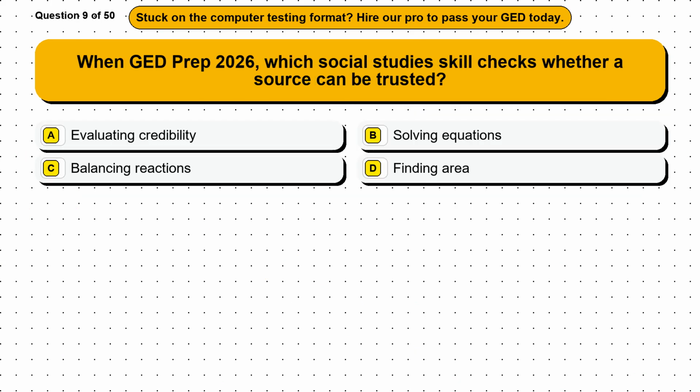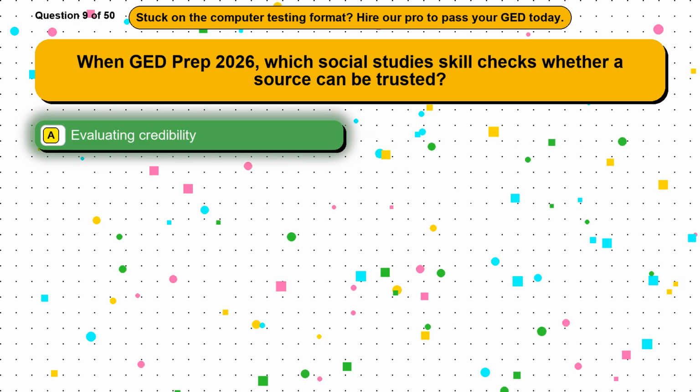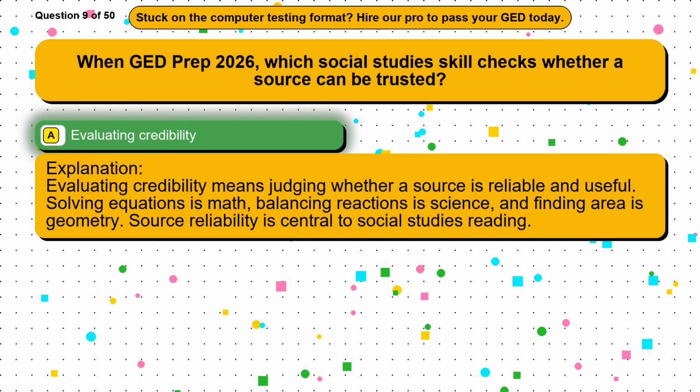Question 9. When GED Prep 2026, which social studies skill checks whether a source can be trusted? Option A, evaluating credibility. Option B, solving equations. Option C, balancing reactions. Option D, finding area. The correct answer is option A. Evaluating credibility. Evaluating credibility means judging whether a source is reliable and useful. Solving equations is math, balancing reactions is science, and finding area is geometry. Source reliability is central to social studies reading.